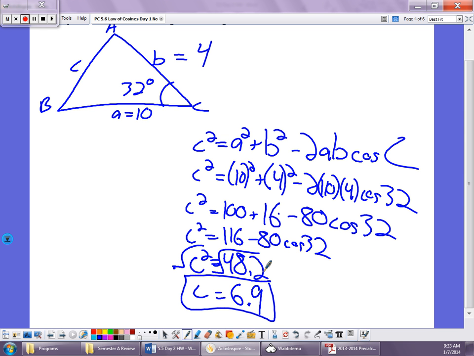All right? So really all we did was plug everything in, and we got side C. So I now know C is 6.9. Then you do law of sines to solve. So you do sine 32 over 6.9 equals sine A over 10, and you'd solve for sine A. Are you good with this?